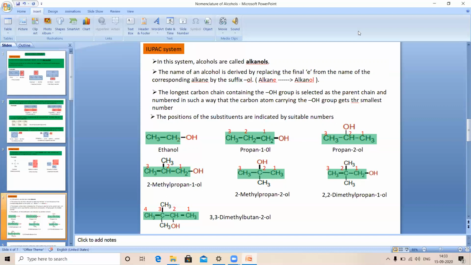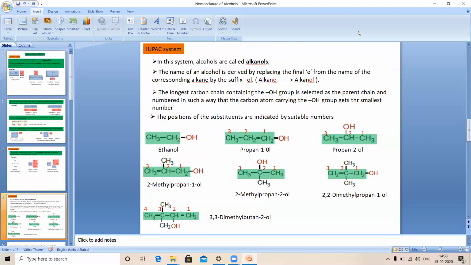Remove the word "e" and add "ol", and so the name becomes ethanol. If we take the second example, CH3CH2CH2OH, if we start the numbering from the OH group, there are a total of 3 carbon atoms. So the parent alkane is propane. Remove the "e" and add "ol" there.